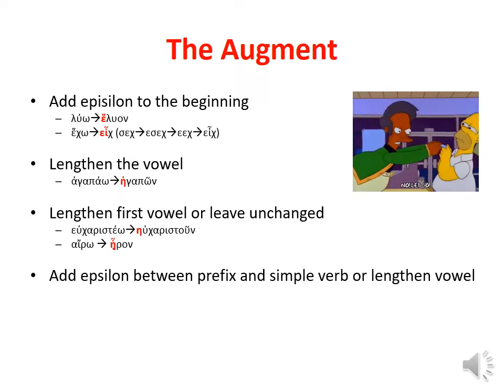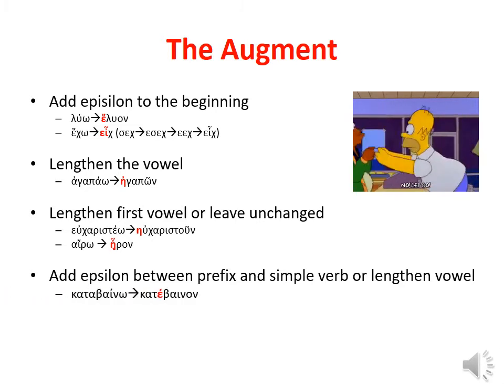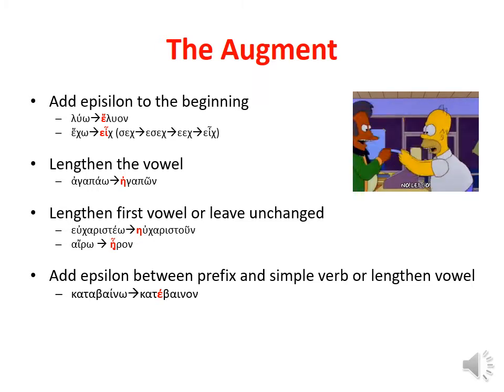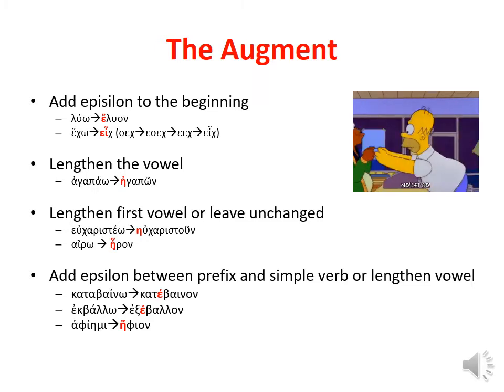Add an epsilon between the prefix and simple verb or lengthen the vowel when you have a compound verb consisting of a preposition plus a verb. So kata bino, consisting of the preposition kata plus the verb bino, we augment between the preposition and the verb usually. Occasionally, the preposition itself will be augmented as if it were an essential part of the verb and not a prepositional prefix.